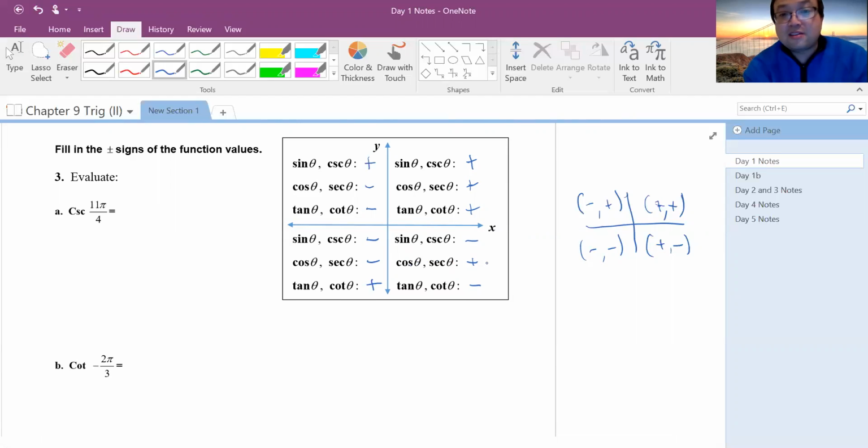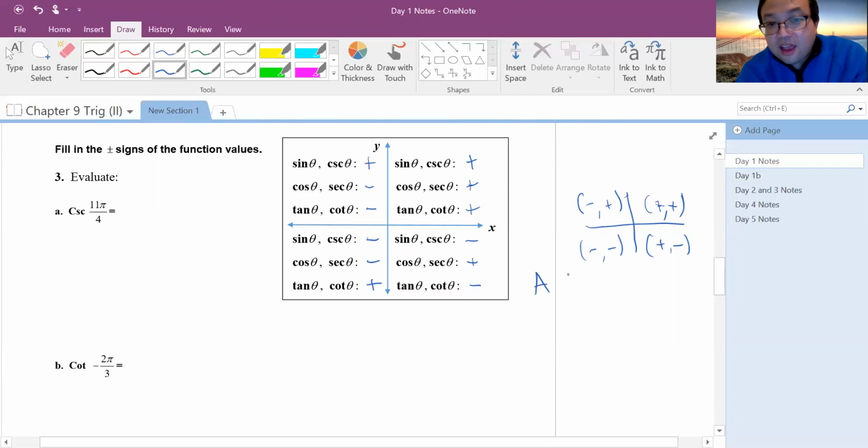Okay, now this is actually something that's relevant when you get into pre-calculus. So I want to make a note about something. You see how I'm going to write out this acronym, A, S, T, C. In pre-calculus they say, all students take calculus. Now that acronym is really helpful because it tells you which trig function is positive.